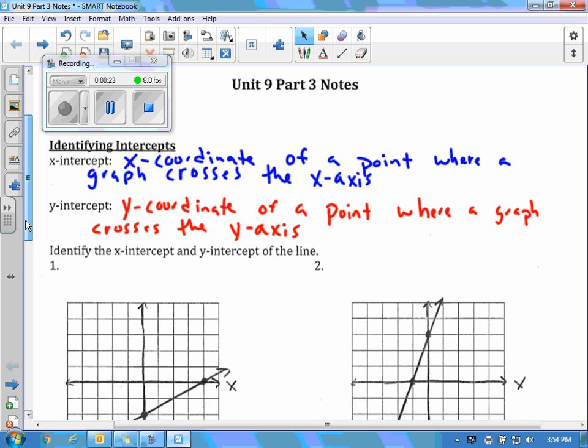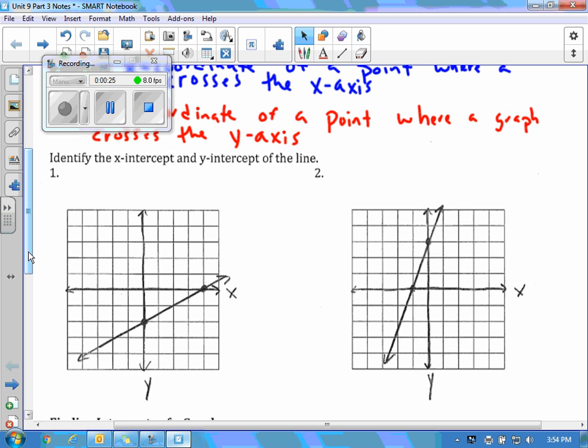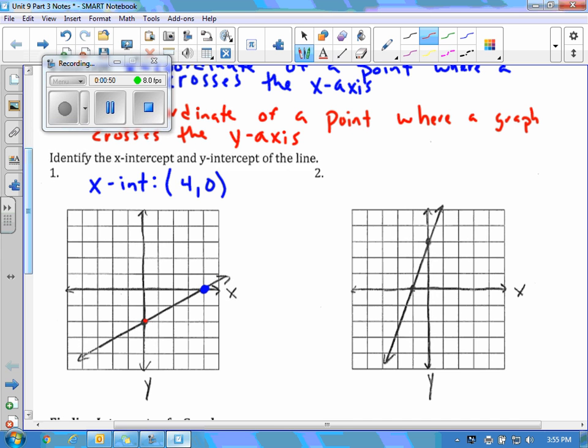So let's look at some examples. The directions say to identify the x-intercept and the y-intercept of the line. If you look at the line that we have drawn here, the x-intercept is going to be where our line crosses the x-axis, which is right here. So our x-intercept is going to be at the point 4, 0. Then our y-intercept is where the graph crosses the y-axis, which would be right down here. So our y-intercept is going to be the point 0, -2.